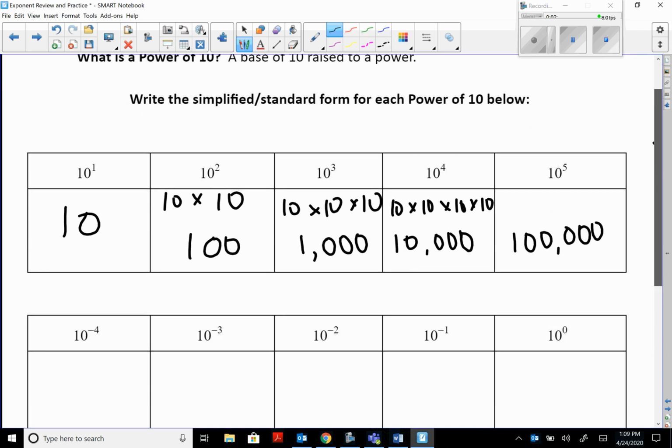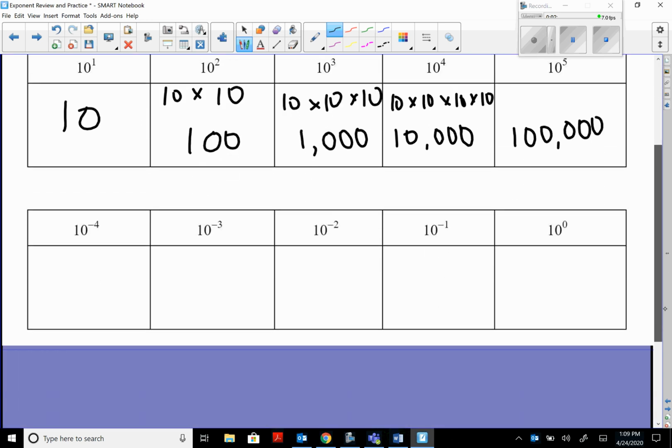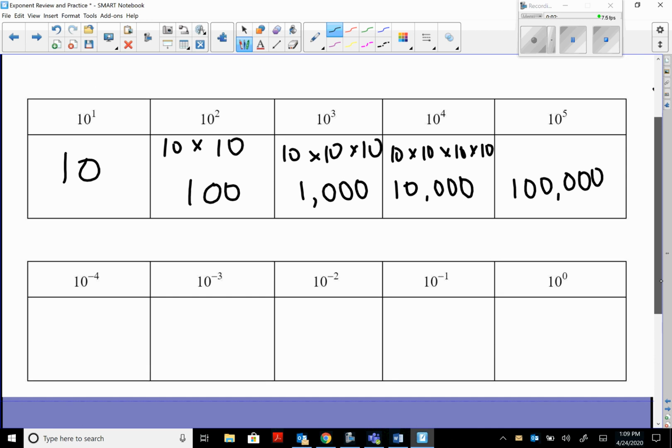Let's keep going here. I'm actually going to start on the far right and work my way to the left. We know that anything raised to the power of 0 is 1. That includes 10. So 10 to the power of 0 is 1. 10 to the negative first power.